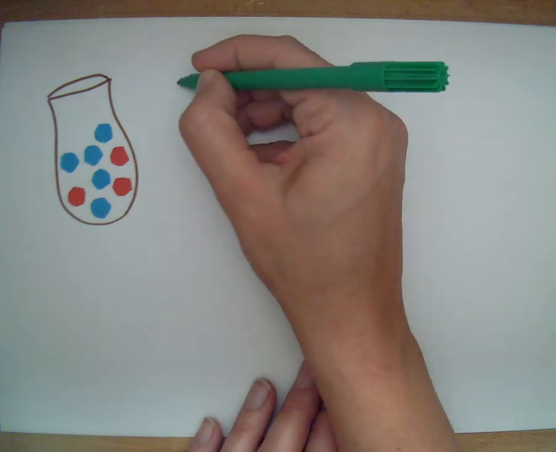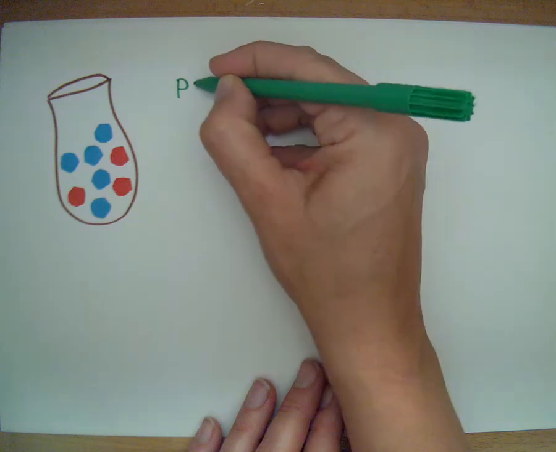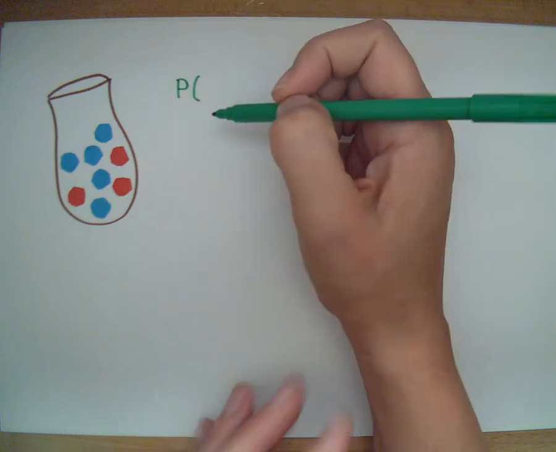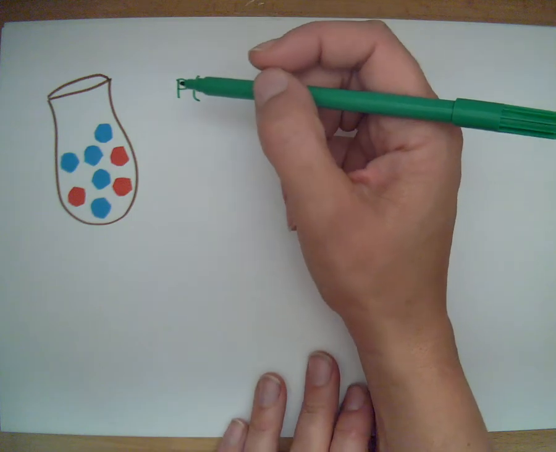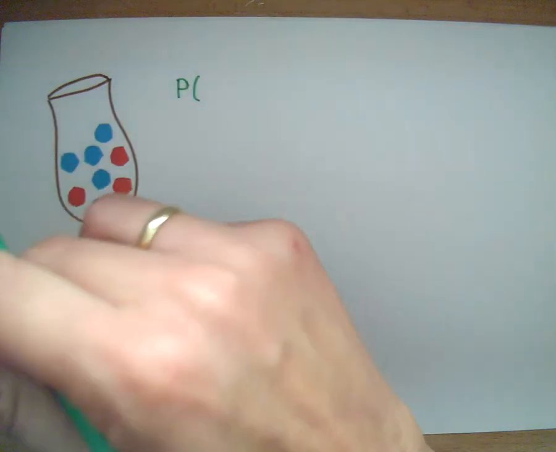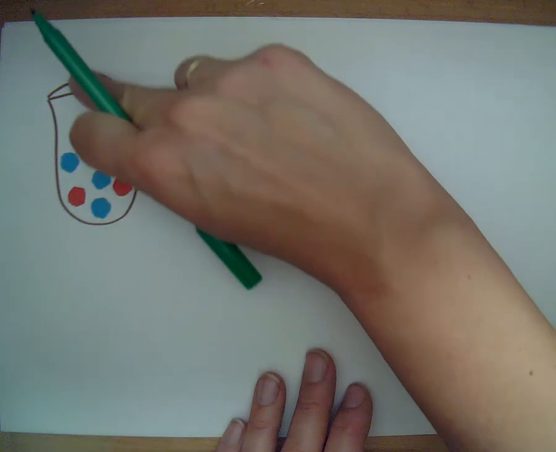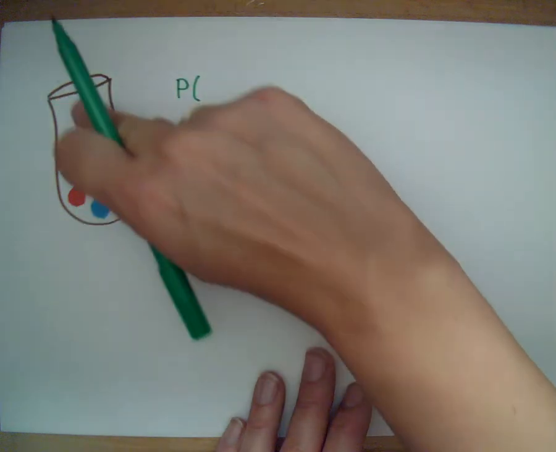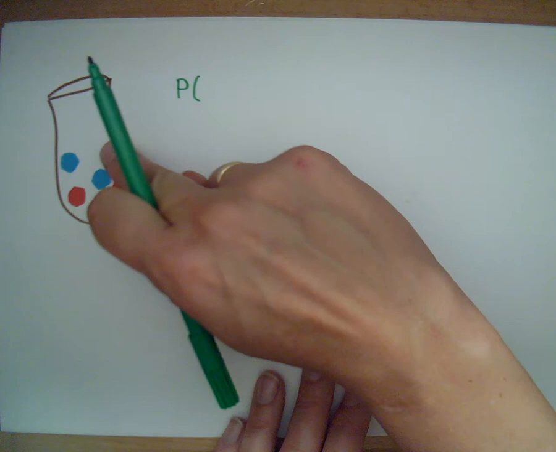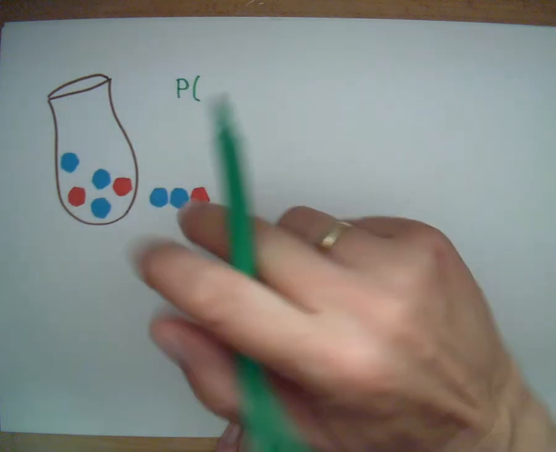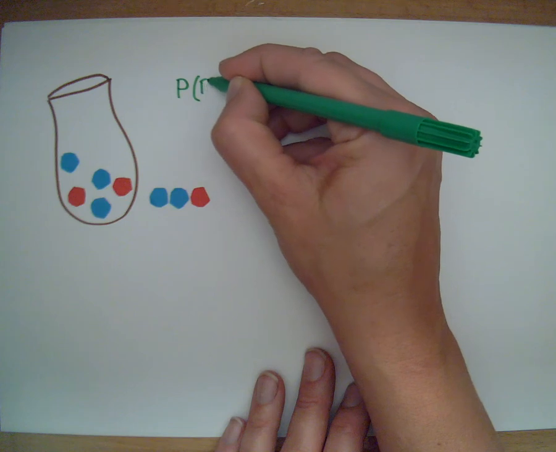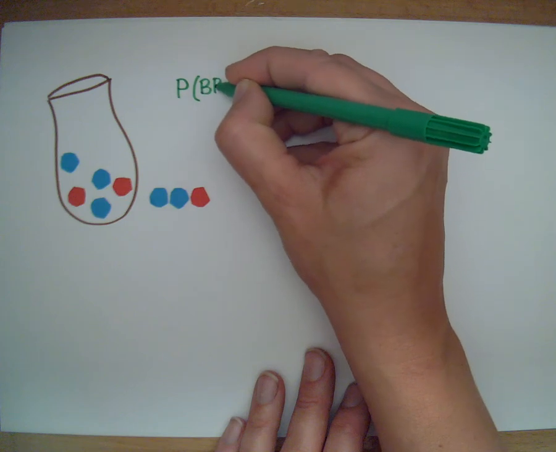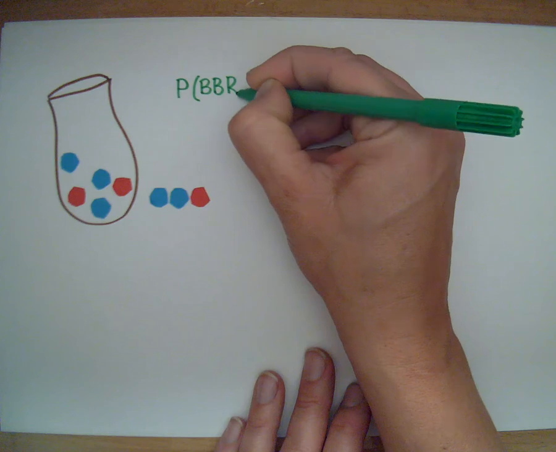Let's think about what that would look like. There's actually only one way for that to happen, right? Getting the first red one on the third draw. That would be a blue one, then a blue one, then a red one. Got my first red one on the third attempt. So what is the probability of getting blue, blue, and then red?